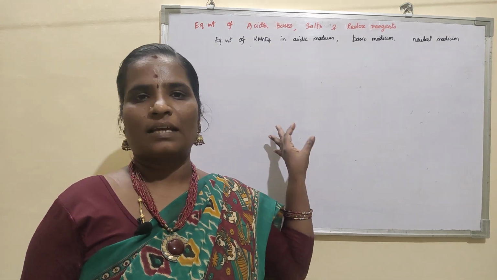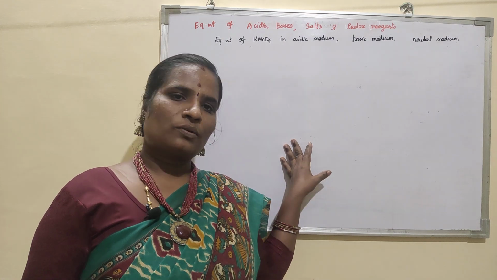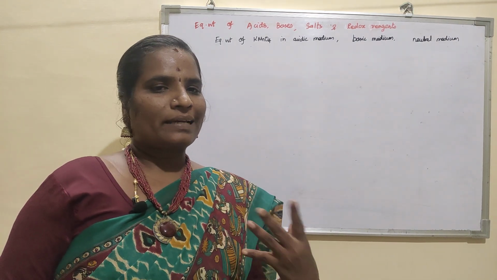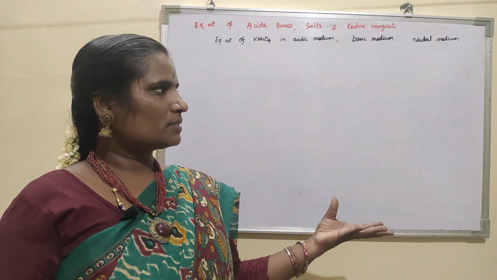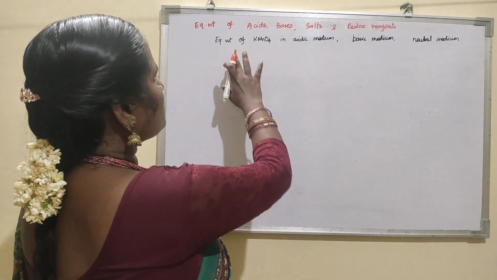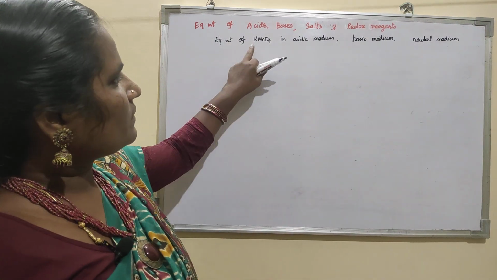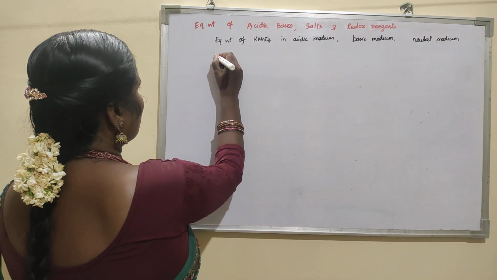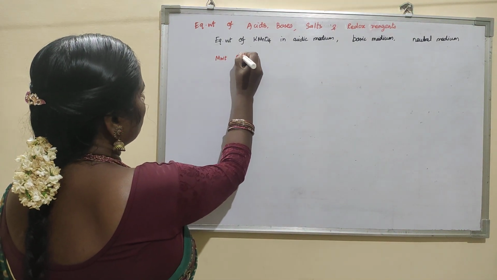For example, here I have taken KMnO4. So let's see how KMnO4, depending upon the medium, how many electrons it gives to the other substances, or how many electrons it takes up. So first, to calculate the equivalent weight of KMnO4, we have to know the molecular weight of KMnO4.